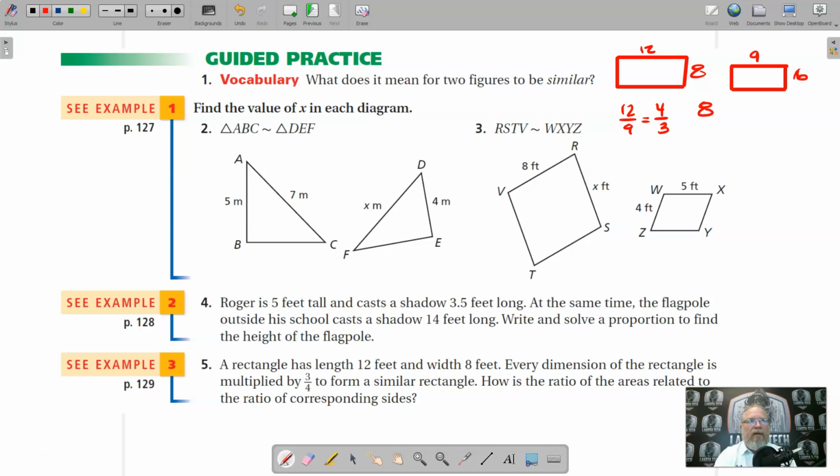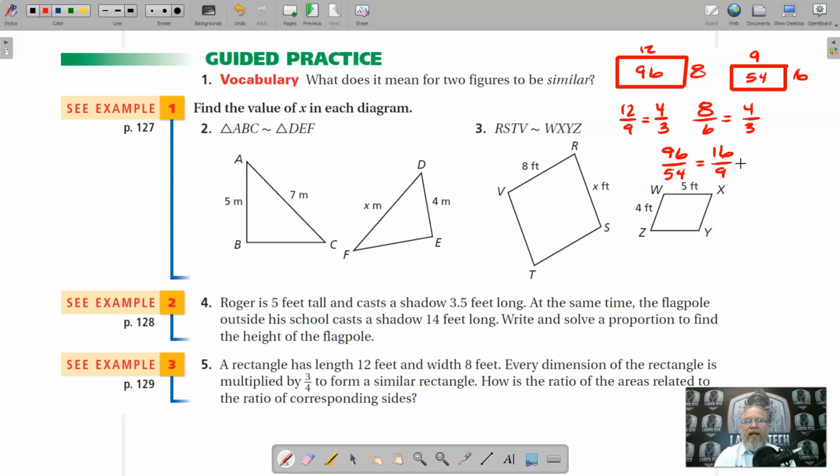We could also see that with the 8 is to 6. Divide them both by 2, we would again get 4 is to 3. However, what about the area? 12 times 8 is 96. And 6 times 9 is 54. So what about 96 is to 54? Now, I believe that we could simplify this down to 16 over 9. And we're going to do that by dividing by 6. 96 divided by 6 is 16. 54 divided by 6 is 9. So we can simplify 96 over 54 is equal to 16 over 9.